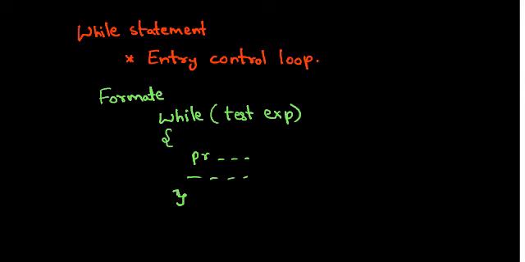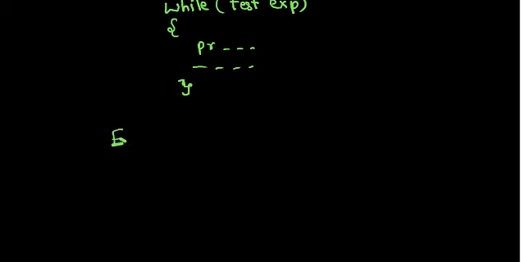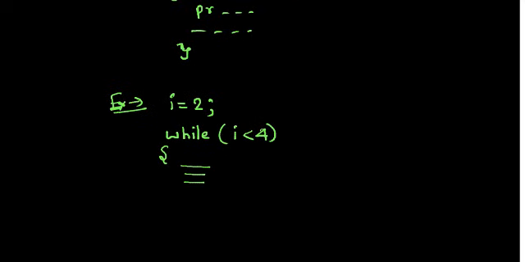So let's take one example. Let's take i given as 2, and here there's a while, that is i less than 4, and here there's some condition given, and inside this remember there should be an updation, i plus plus. So this is how it works: until the while condition is false, all the statements will work. Once i reaches 4, it will exit the while loop.